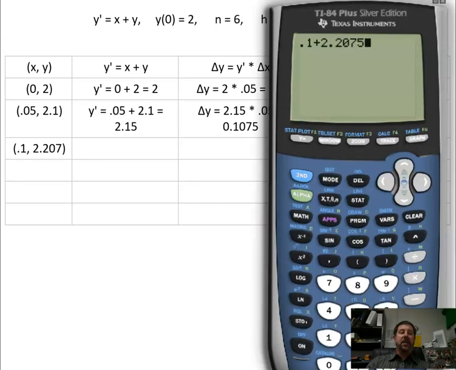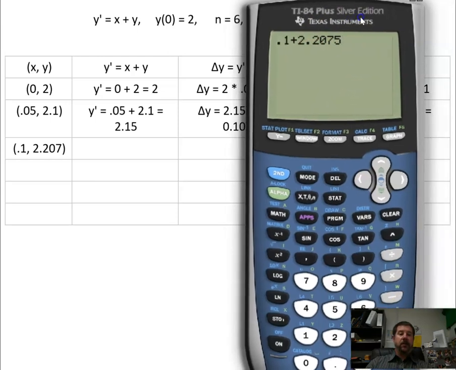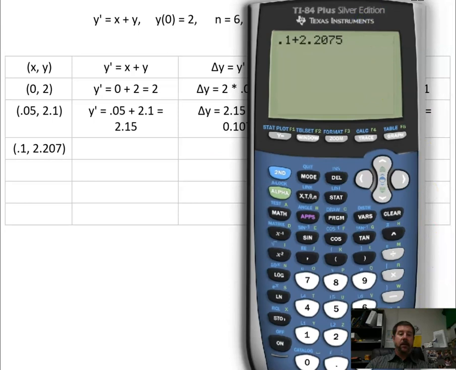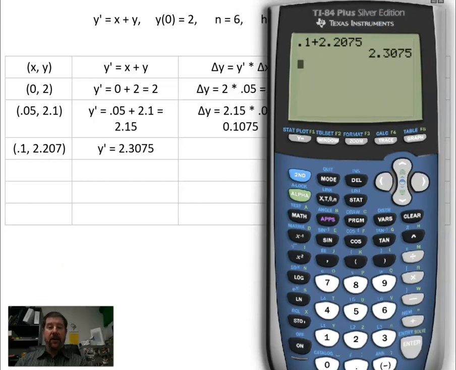Okay, so here's how it's normally going to look. Again, I'm going to just do things on my calculator. To find y prime, I take the x value, 0.1, plus the y value, 2.2075. Again, use the whole thing, and I'm going to get my answer. Oh, it's under my picture. I can't hit enter. Sorry. Hit enter, and so I get my answer. All right, so now we found our y prime, which is 2.3075.